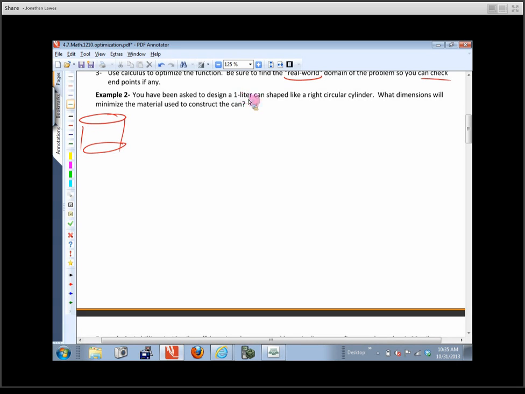The volume has to be 1 liter. Okay, what's the volume of a right circular cylinder? It does have a pi in it. What is it? Okay, pi r squared h. Remember this from the related rates section? Okay. We've got a couple different variables, so we've got some work to do here. Okay. Let's see. It also has to be 1 liter. That volume has to be equal to 1 liter.